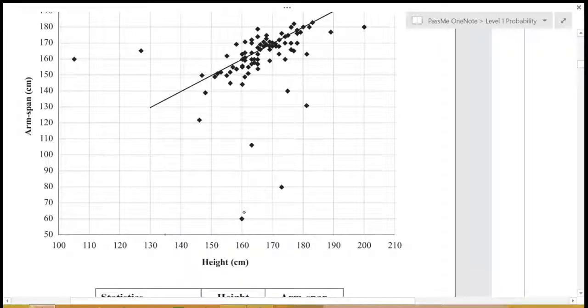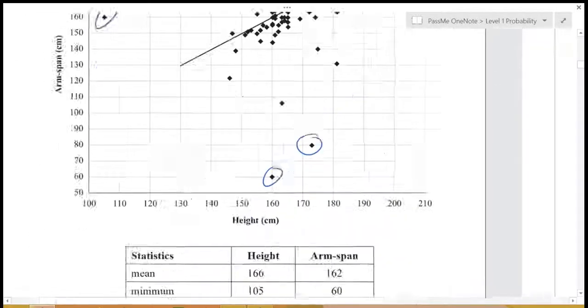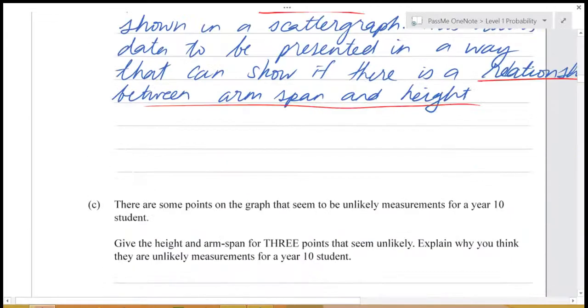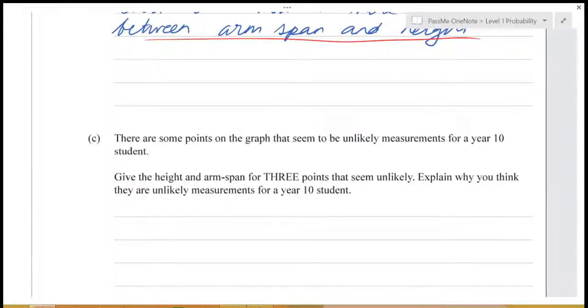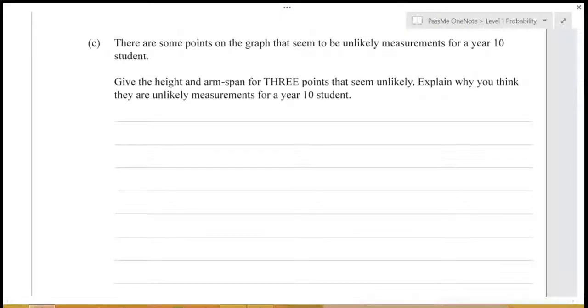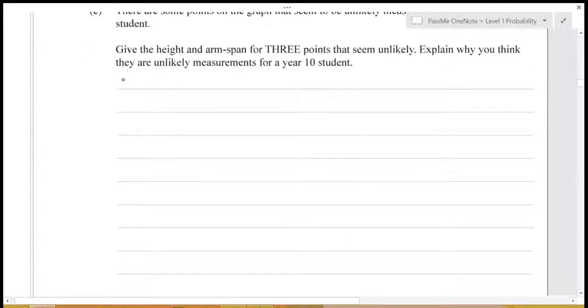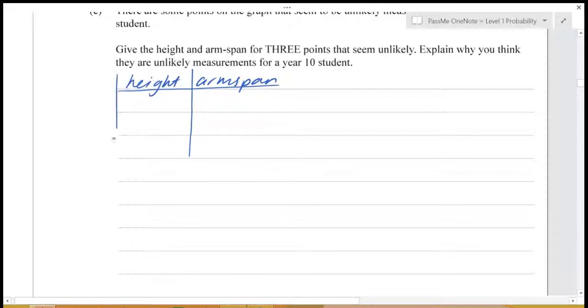So I'm going to choose these two because they seem so out of proportion between the height and the arm span. And this one here, simply because it's quite unlikely in a set of data this small that you'd have someone that short. So it's asking us to give the height and arm span for 3 points that seem unlikely. So what we'll do is make a little table here to keep it nice and tidy. We'll go height, arm span, and we'll come down 3 lines here, 1, 2, 3 for our 3 ones.